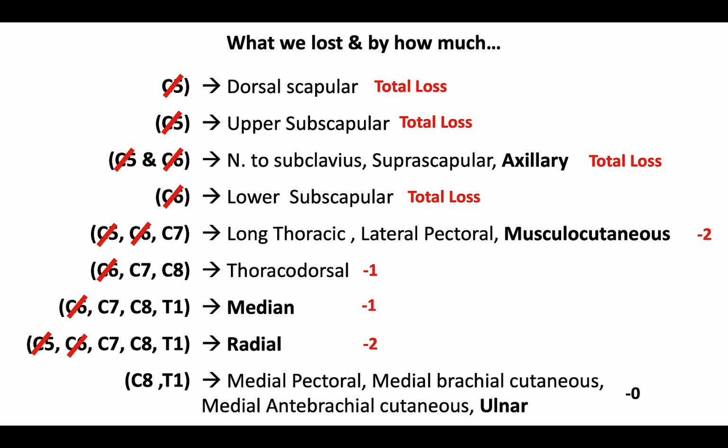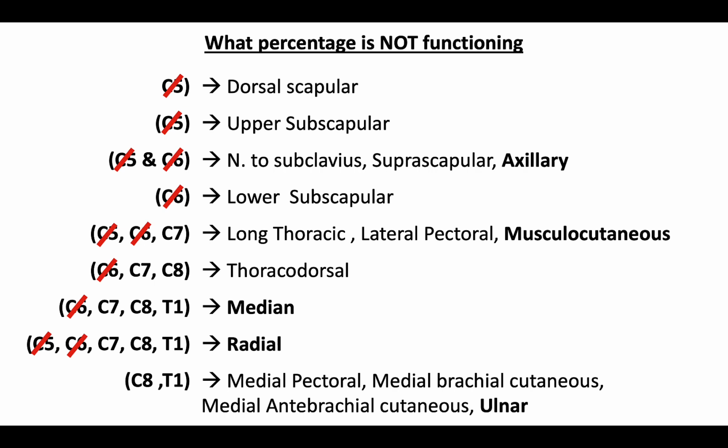Because each nerve is made up of a different number of contributors, we really need to see this as a percentage of function, not just a number of loss. So I'm going to show it to you in 2 ways. First, we can examine what percentage of these nerves are not functioning. For example, the first 4 rows with total loss are 100% non-functional, whereas long thoracic, lateral pectoral, and musculocutaneous nerve are 67% non-functional, thoracodorsal is 33% non-functional, median is 25%, radial is 40%, and the rest are fully functional, therefore they are at 0% non-function.